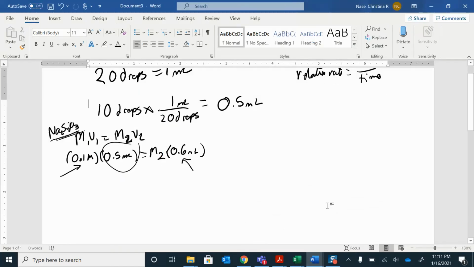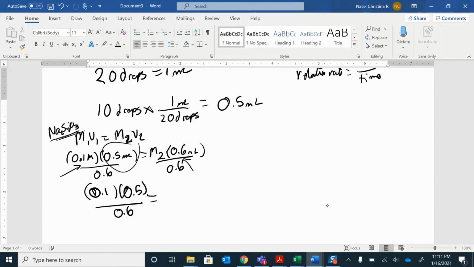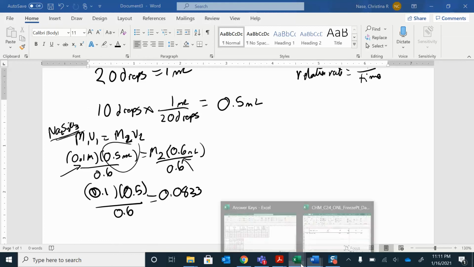So what do I get there? I'm going to divide both sides by 0.6. So I'm going to have 0.1 times 0.5 divided by 0.6, right? That's M1, this is V1, this is V2, and I'm solving for M2. And when I work that out, I should get 0.0833, something like that. Let's see if we get the same thing in Excel.